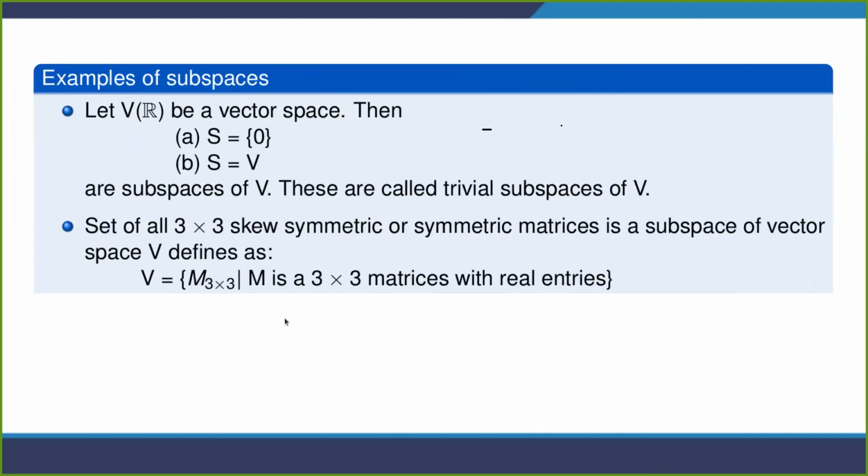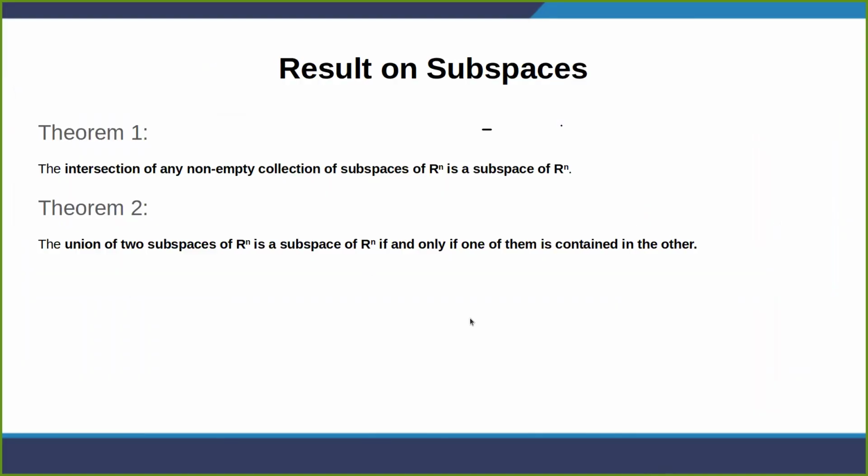Okay, so this was our example of subspaces, right? Now let's see the result on these subspaces. We are saying the intersection of any non-empty collection of subspaces of Rn is a subspace of Rn, and the union of two subspaces of Rn is a subspace of Rn if and only if one of them is contained in the other. It sounds too jargonish, but it's very easy if you understand it geometrically.